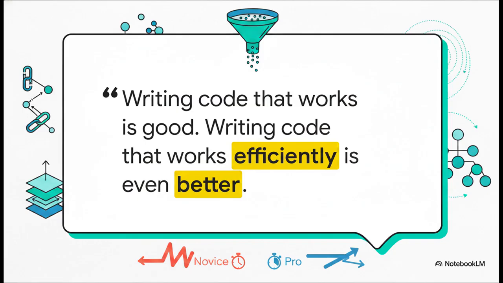He says, in the technology industry, writing code that works is good. Writing code that works efficiently is even better. As beginners, it's so easy to fall into the trap of thinking programming is just memorizing syntax to make the computer do a thing. But the pros? They spend just as much time engineering efficient solutions, really thinking about how information is stored as they do typing out the code. Efficiency is the ultimate game changer that separates the novices from the pros.